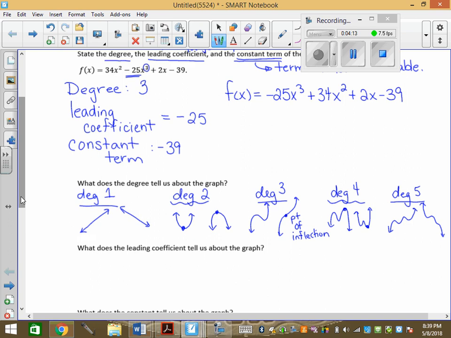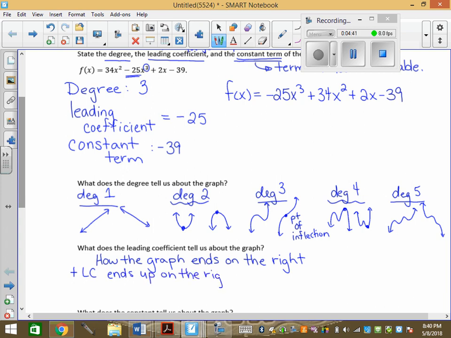What does the leading coefficient tell us about the graph? How the graph ends on the right. So it's not actually the number that matters, it's the sign. If it's a positive leading coefficient, it ends up on the right. And if it's a negative leading coefficient, it ends down on the right.